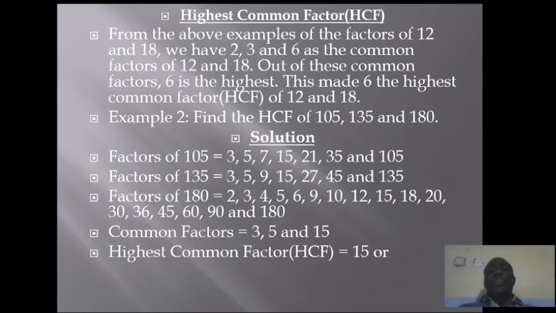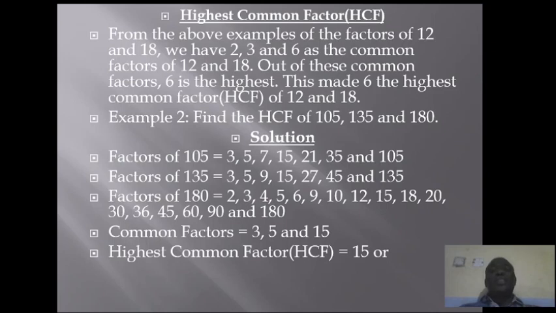So the common factors of 12 and 18 are 2, 3, and 6. Out of 2, 3, and 6, which one do you think is the highest? We agree that 6 is the highest of all.